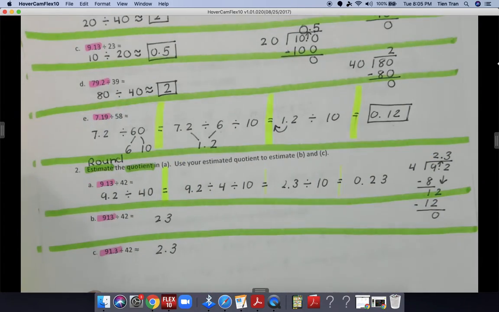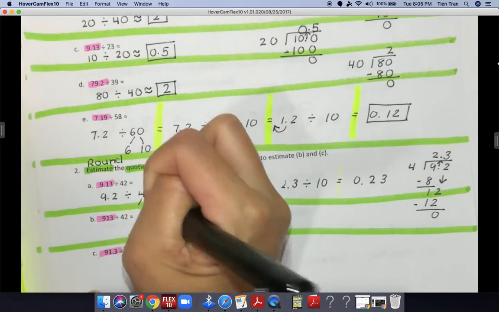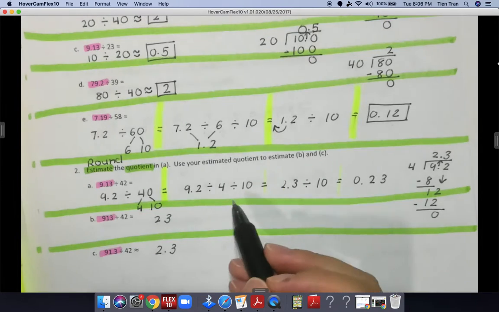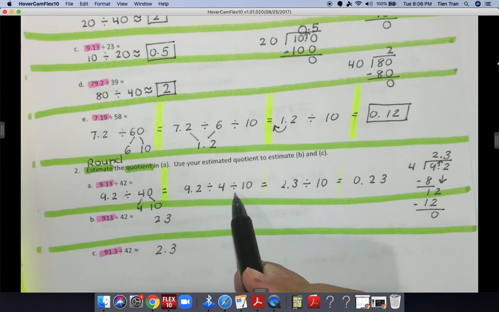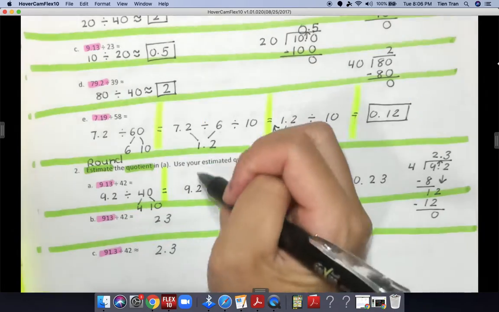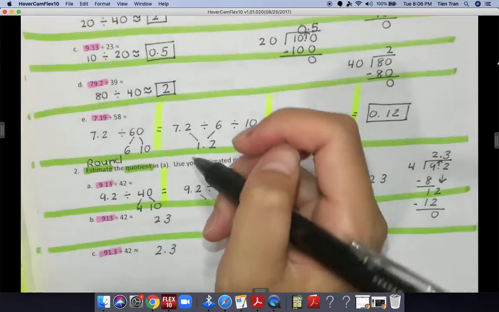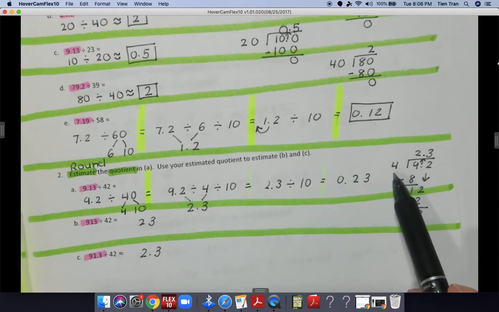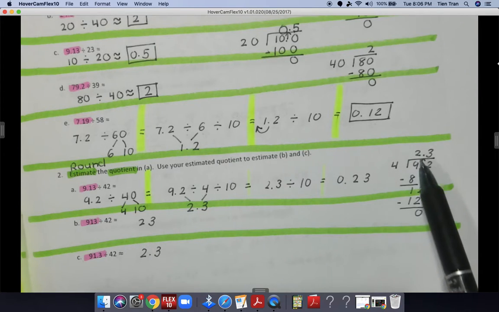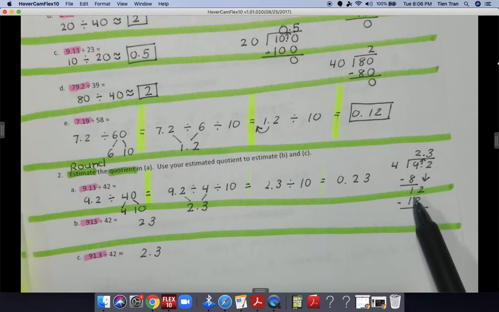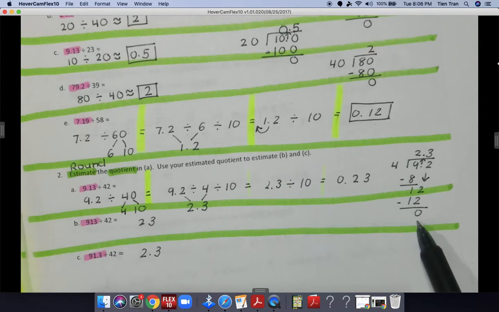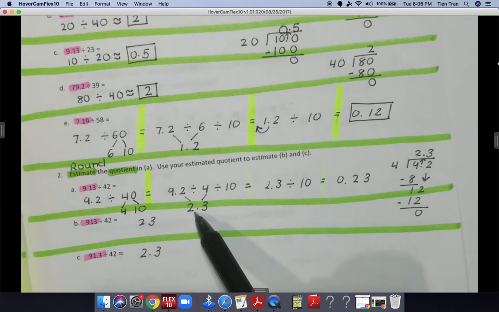Now, I'm going to break up 40 into 4 and 10 so that I have easier numbers to divide by. So right here you see that I broke up 4 divided by 10, and now I'm going to first solve for 9.2 divided by 4, which is equal to 2.3. And you can see that when I divide here, I multiplied 4 times 2, which gives me 8, subtract 9 minus 8, which gives me 1, bring down my 2. Now I have 12. 4 times 3 is equal to 12, subtract, and I get 0. So that's where 2.3 comes from.